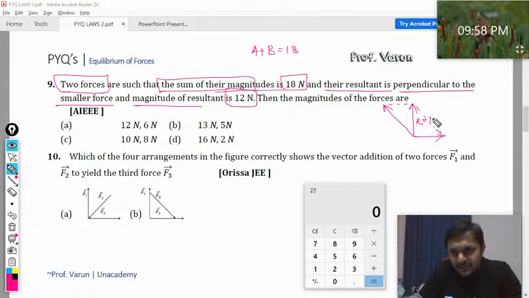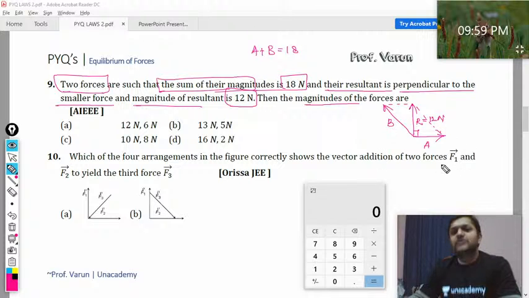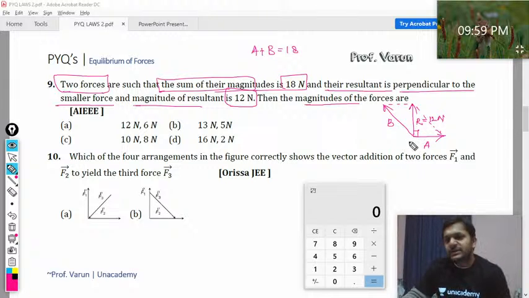So this resultant comes out to be equal to 12 Newton when the resultant is at 90 degrees with the smaller force. Okay, so let us say that A is smaller, then what are the magnitudes of the forces here? We have to find it. This is A and this is B. So how are we going to do it? See, okay, A plus B is given, but the angle theta is not given to us. Now we need to find the magnitude of the two forces.